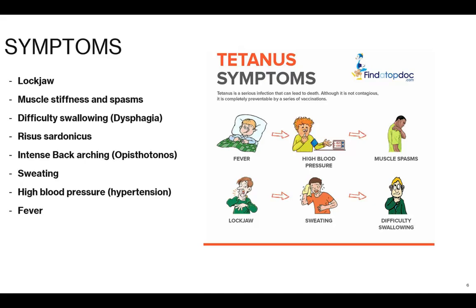A lot of people describe their muscles as feeling super tight and rigid. The stiffness gradually spreads into the chest, abdomen, arms, and legs. The hallmark symptom of tetanus is muscle spasms. These spasms can occur without warning, or they can be triggered by things like loud noises, bright lights, or something as simple as being touched.